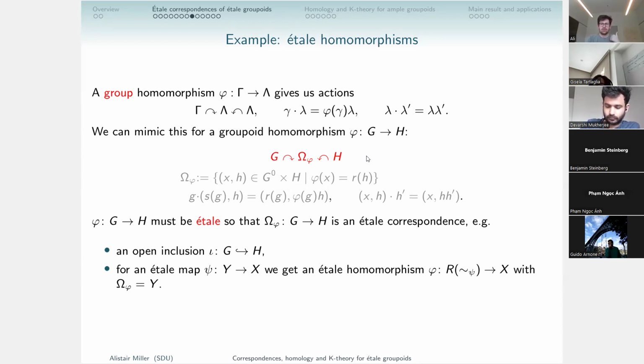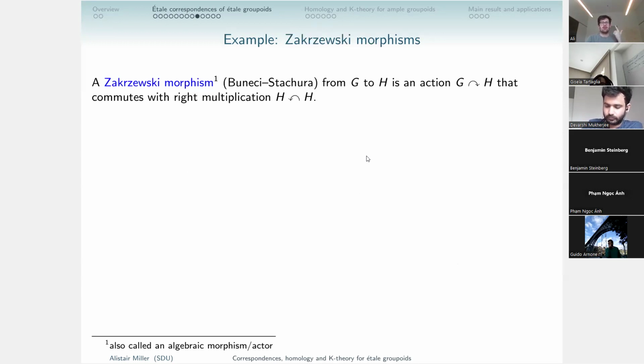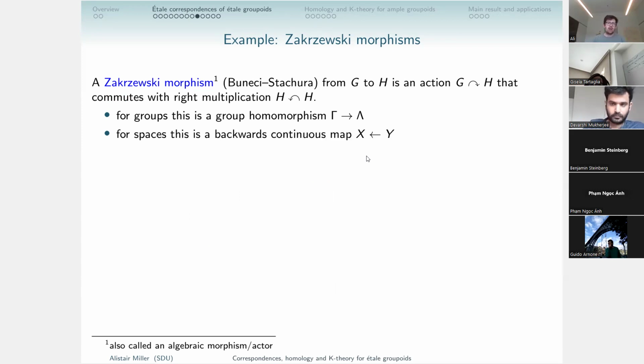So we've got Morita equivalences, we've got étale homomorphisms. Now I'm going to talk about the Zakrzewski morphisms. So this is an action of the first groupoid on the second one that's compatible with the right multiplication. And one reason these are great is because if you restrict to just looking at groups, or just looking at spaces, these give you exactly the most natural maps, exactly the structure preserving maps. But now they're in the opposite directions.